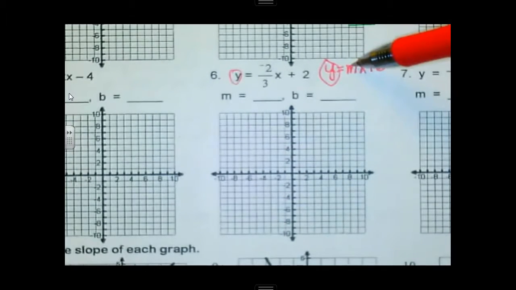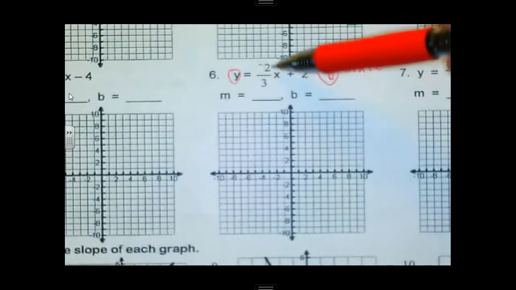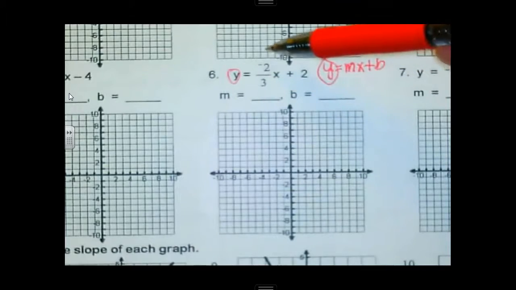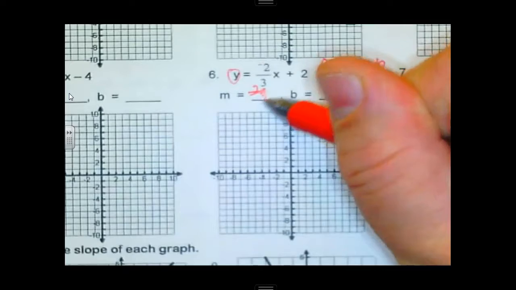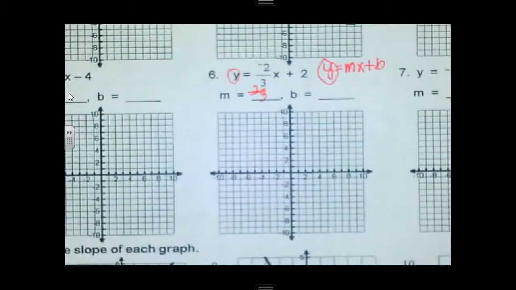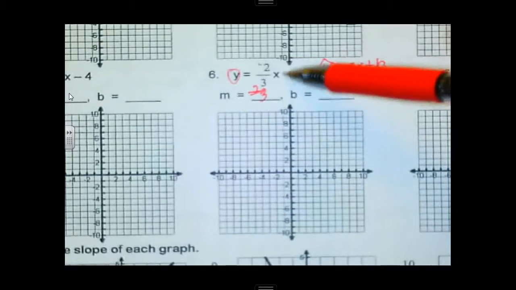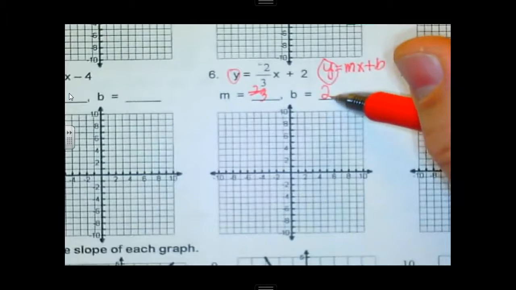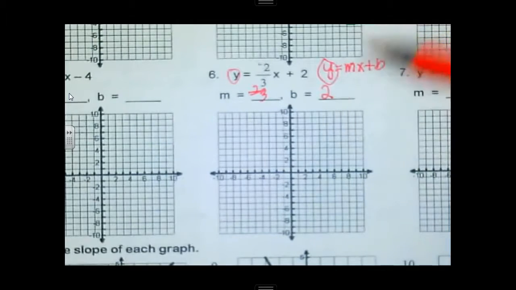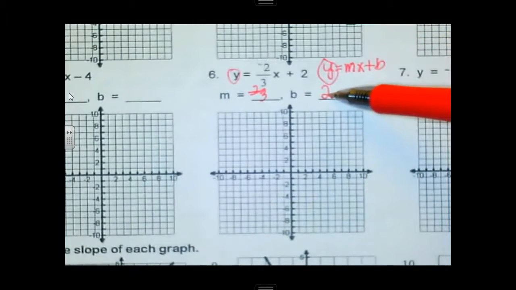What is the coefficient of x here? -2 over 3, right? -2/3. It's my slope. It's my y-intercept. What do I have left over? +2. Good. So I'm going to start with where it crosses my y-axis.